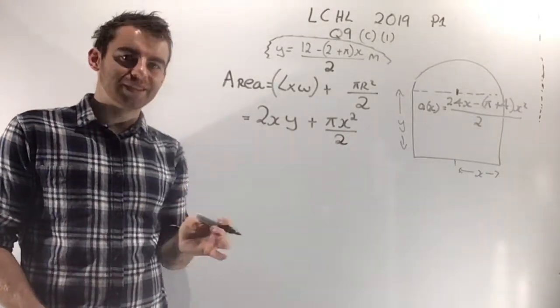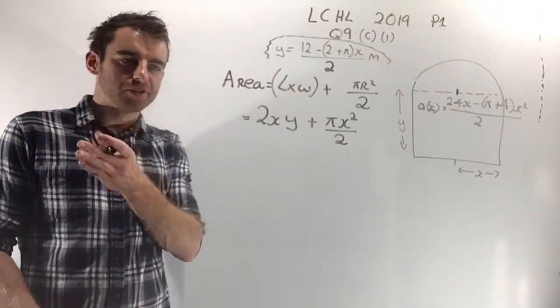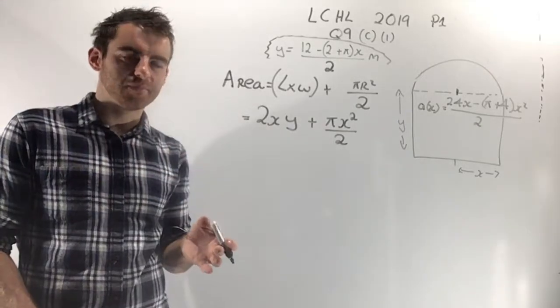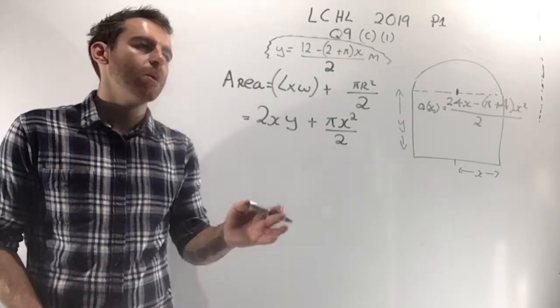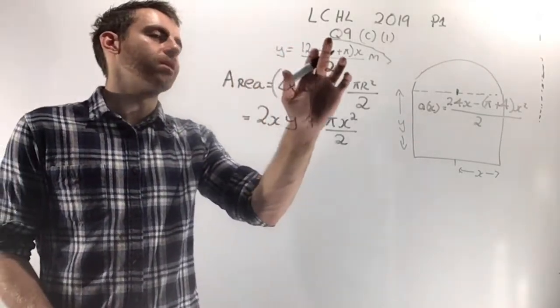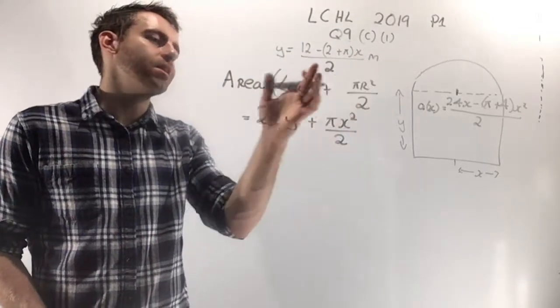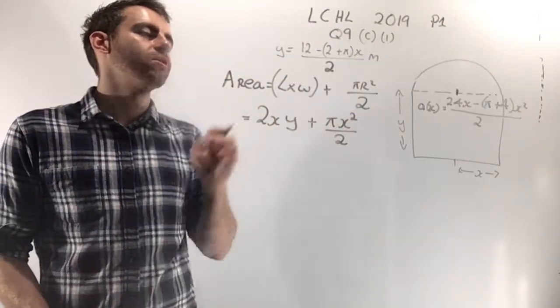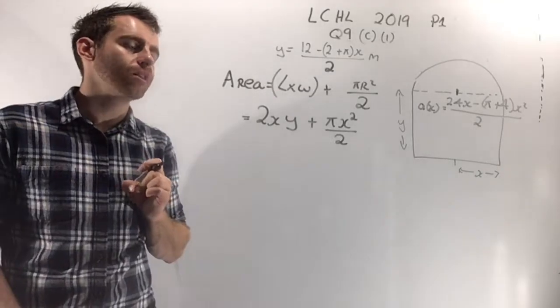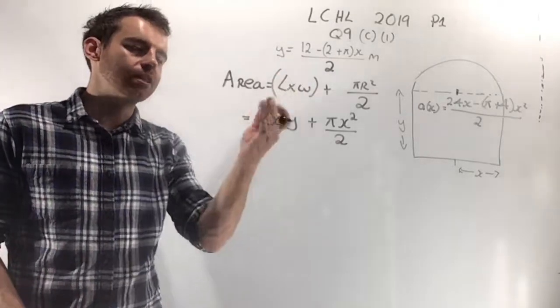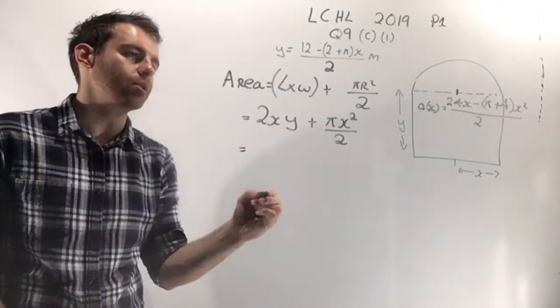My problem at this stage is that I want my answer in terms of pi and x. So I need to get rid of my y. But they've mentioned again, this bit that I've highlighted up here, that y can be written as 12 minus (2 plus pi) times x, over 2. So all I need to do in my next line is just substitution.